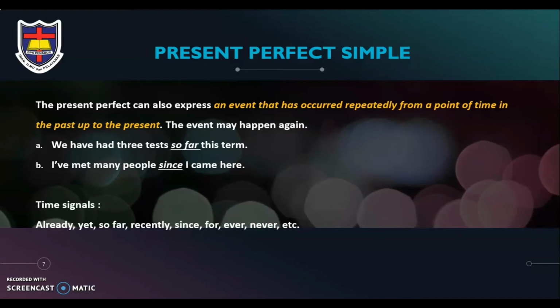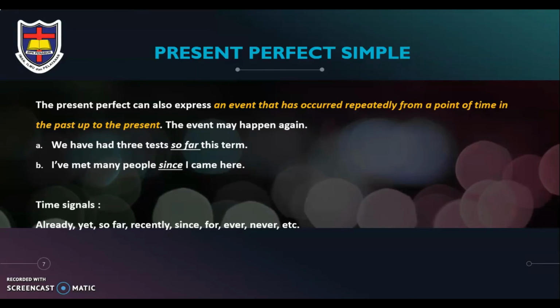The present perfect simple can also express an event that has occurred repeatedly from a point of time in the past up to the present. As I told you before, the present perfect simple can be used to express an activity that has started in the past, and now we know the result, we can feel the result of the event. That is the example: we have had 3 tasks so far this term. This event may happen again. You may have the 4th or 5th task, and so on.